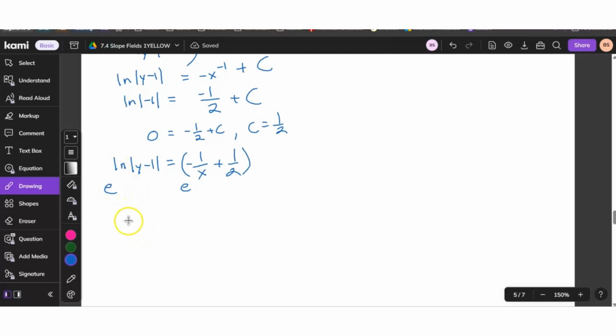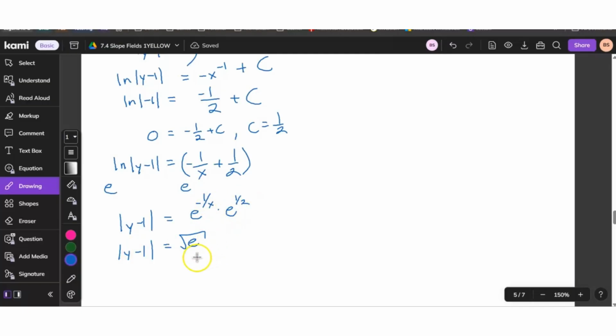e to the power of ln will cancel, absolute value of y minus 1. Oh, I think it was just similar. It wasn't the exact same way. And then this one would be e to the negative 1 over x times e to the 1/2. And I can simplify that side. So absolute value of y minus 1 equals the square root of e, right? That's e to the 1/2.